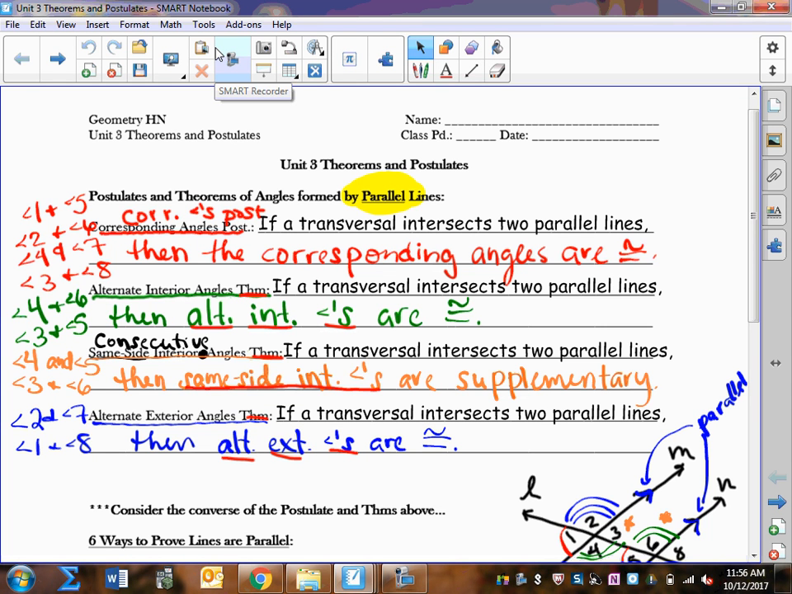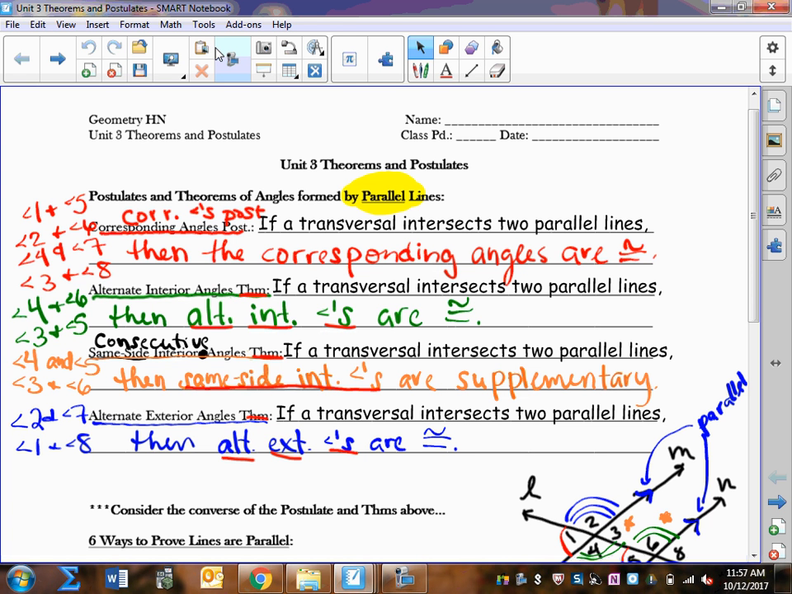Alright, so again, last class we talked about if I have parallel lines and it gets cut by a transversal, then the following holds true. Corresponding, alternate interior, and alternate exterior angles are congruent. They're pairs. And then same side interior angles are supplementary.